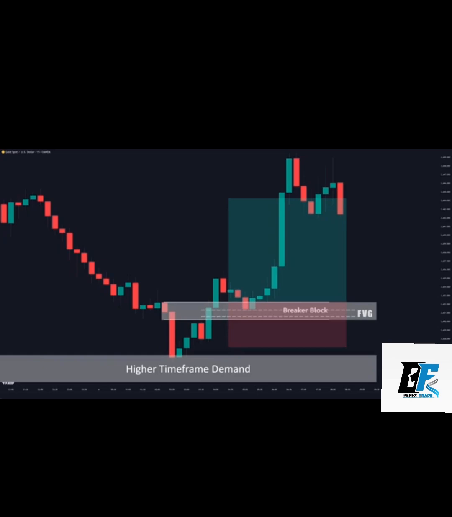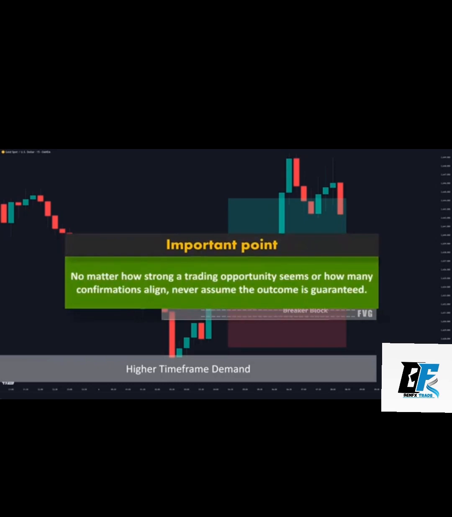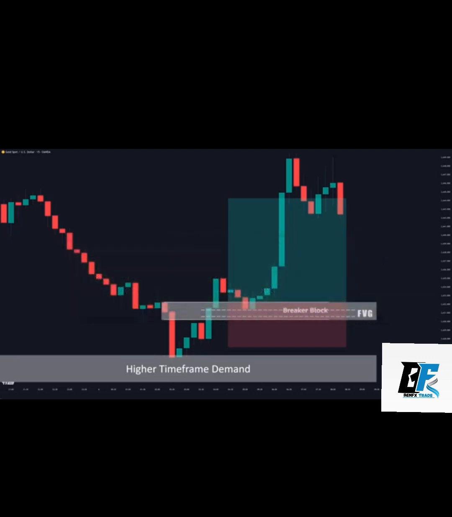However, here's a critical point to remember. No matter how strong a trading opportunity seems, or how many confirmations align, never assume the outcome is guaranteed. Trading is all about predicting movements based on probabilities, but the future remains inherently unpredictable. The essence of technical analysis and price action lies in identifying repetitive patterns created by consistent participant behavior. Beyond that, we have no control over market movements.